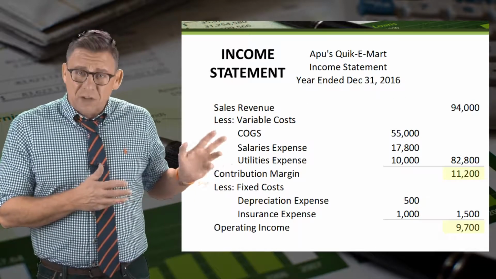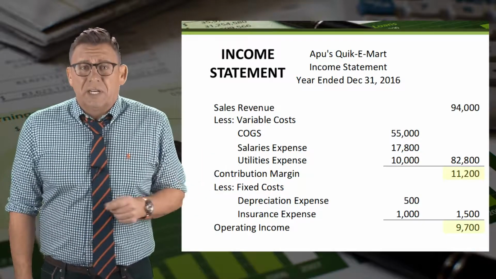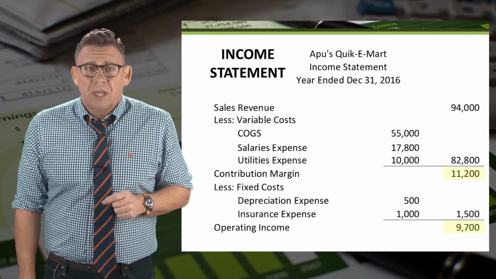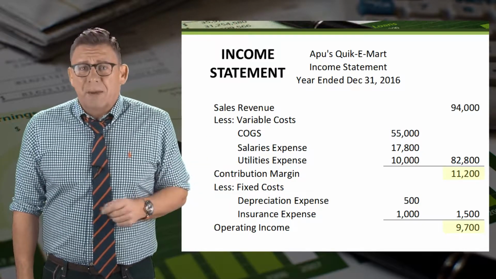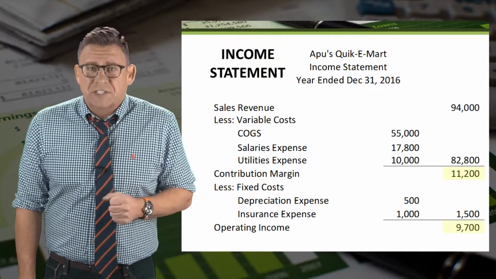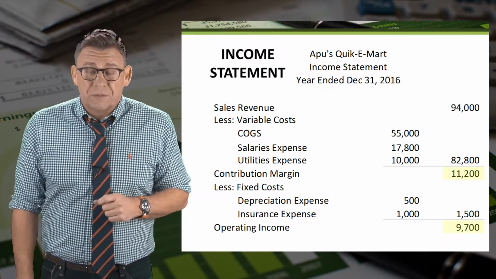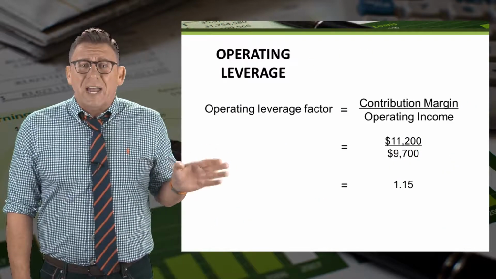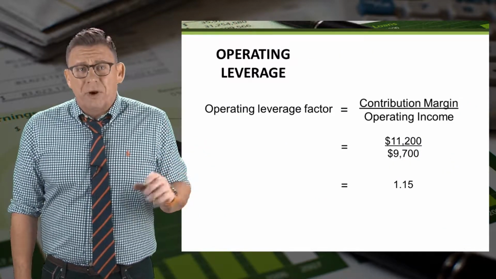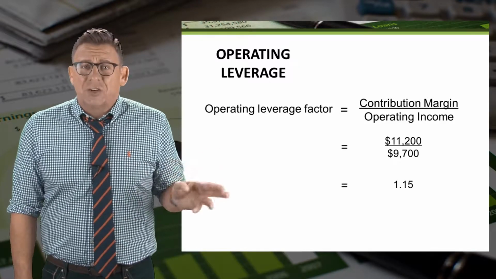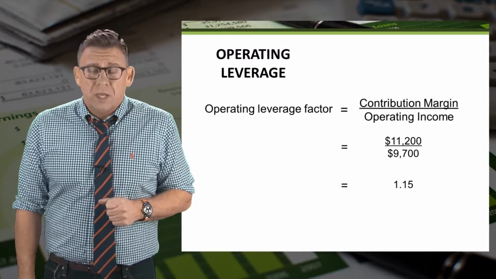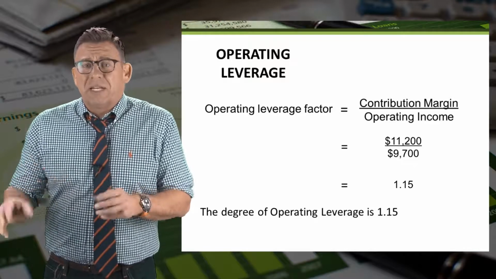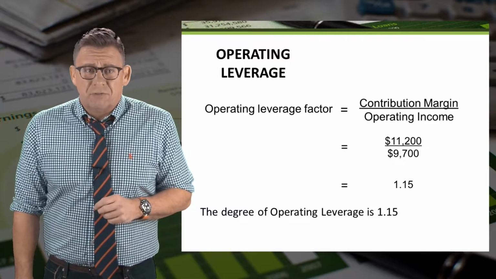Here I've highlighted the contribution margin and operating income in our sample company. Since you can see that this company doesn't have large amounts of fixed costs, you should already conclude that the operating leverage factor will be quite small. When we divide contribution margin by operating income, we get a factor of 1.15. So the degree of operating leverage is 1.15.